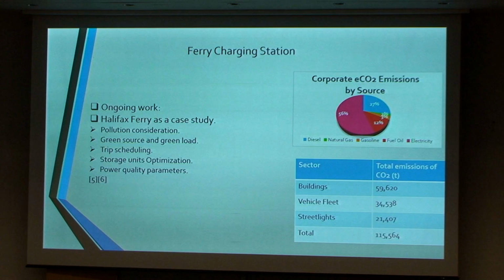I'm planning to work on the trip scheduling and how to arrange the storage system, locating them in different locations, and trying to get them optimal charging time by locating or relocating them. I will also think about the power quality parameters, active and reactive power, voltage, frequency, and how to work with them.